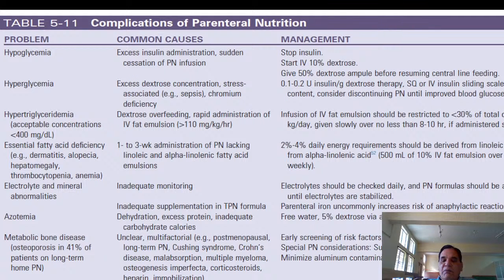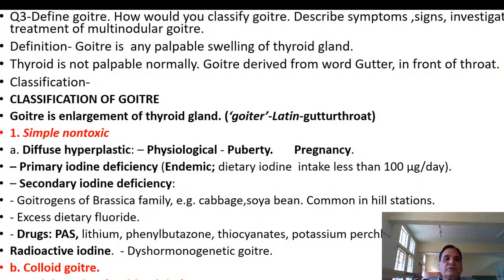Parenteral iron uncommonly increases. Metabolic bone disease and elevated liver function are all for postgraduate level. But remember only hypoglycemia and hyperglycemia. Okay, these two are essential. So now we are going to goiter.